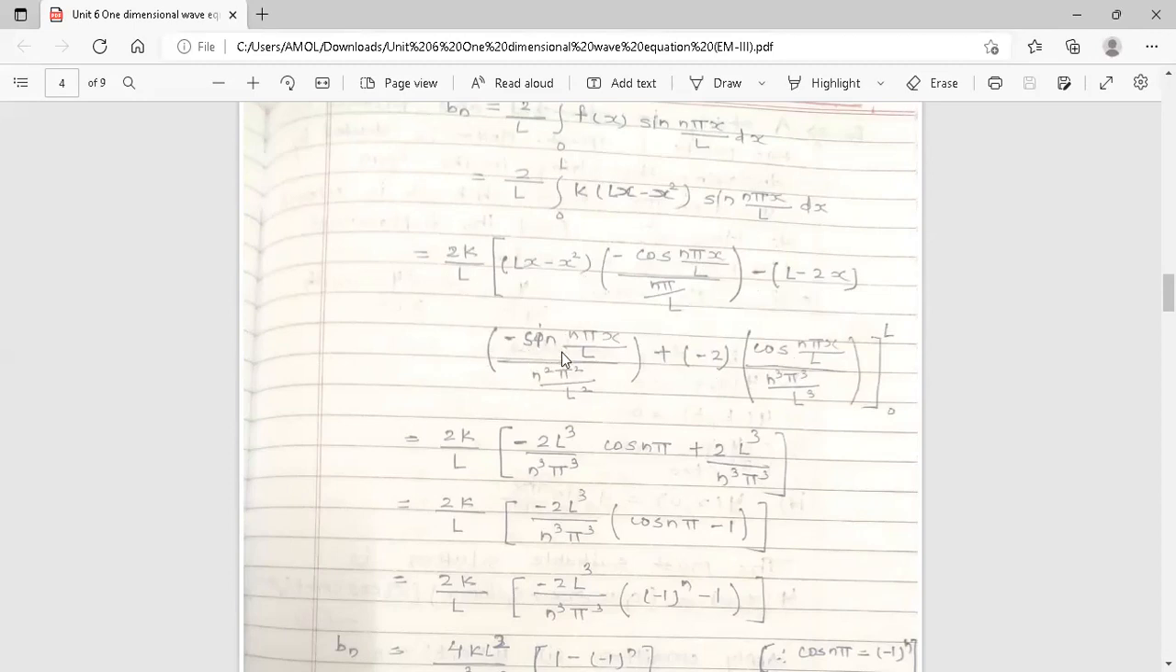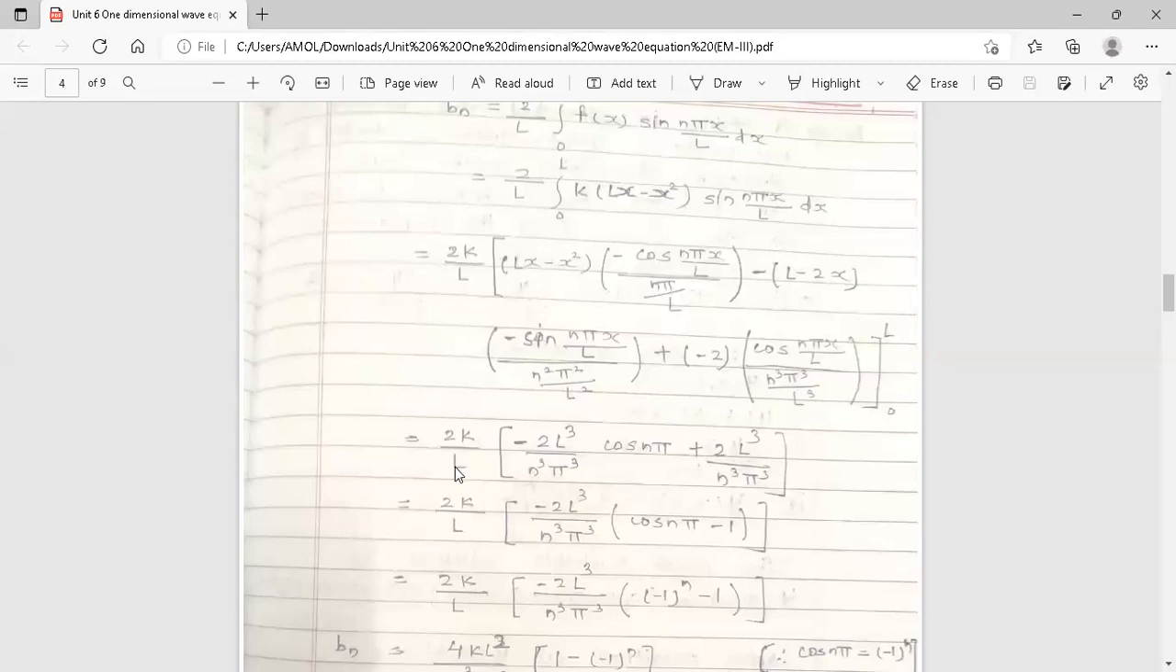Integration of sine n pi x upon l is minus cos, minus minus plus cos n pi x upon l upon n pi upon l. Already n square pi square upon l square is there. So n square pi square upon l square into n pi upon l is n cube pi cube upon l cube. Okay, and limit 0 to l.